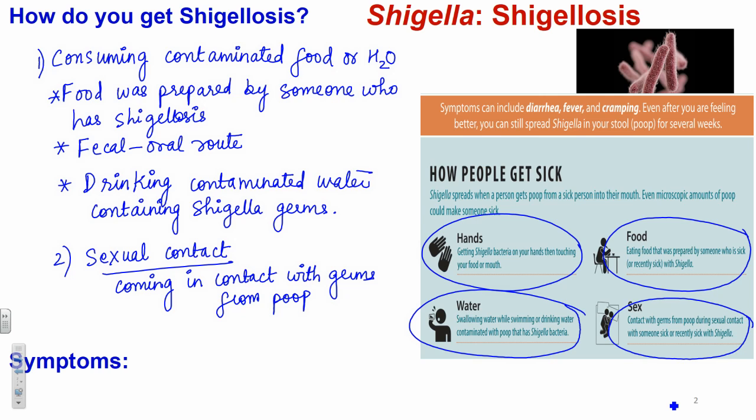Even after a person recovers from diarrhea, the Shigella bacteria can remain in their poop for several weeks. So even though the person gets better and does not have symptoms, they can still transmit the infection to others. So what are the symptoms? Right here you can see the symptoms are diarrhea, abdominal cramping, fever.